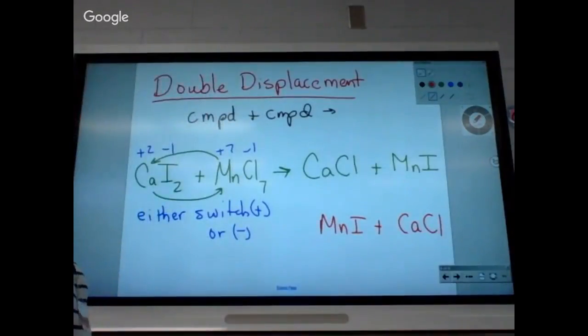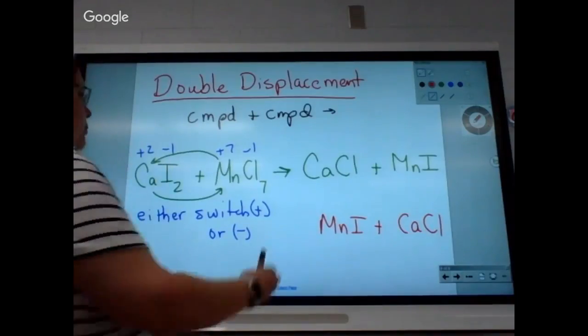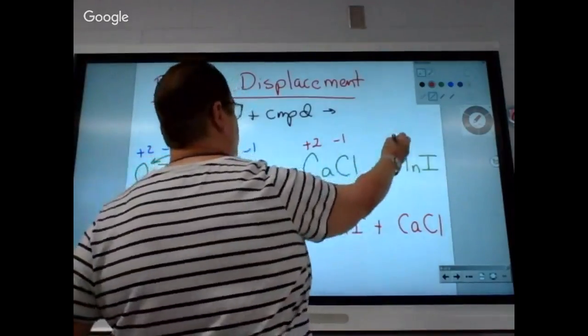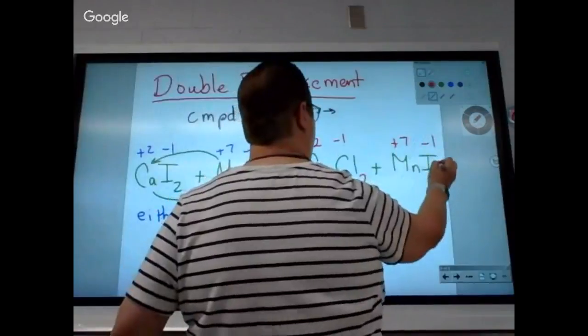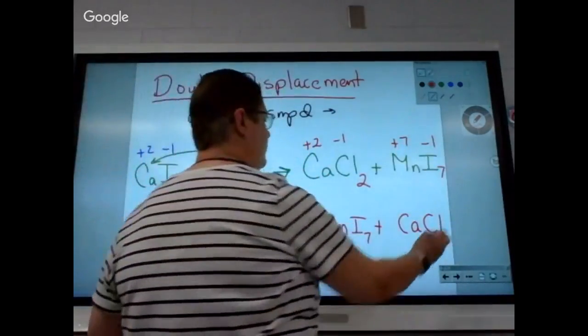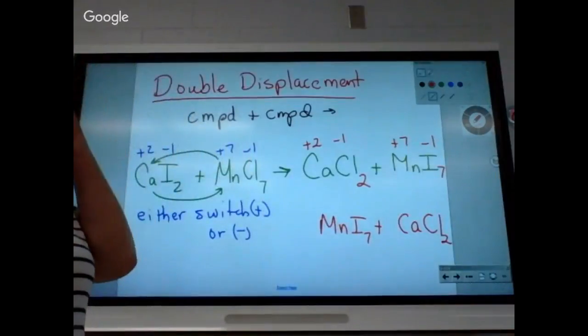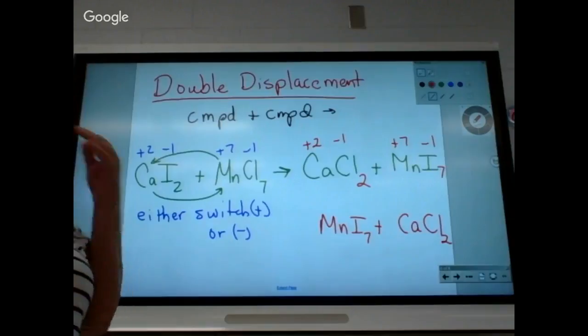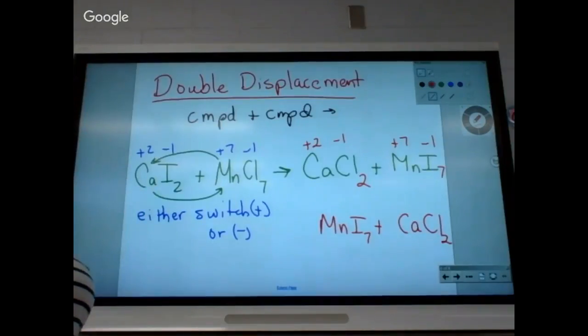All right, so they're all compounds. Don't need any diatomics. We just look here and get our oxidation numbers. Plus 2 minus 1, bring my 2 down. Plus 7 minus 1, bring my 7 down. And we have our compounds. So all we'd have left to do is what? Is to balance. Do you see how it's the same thing? It doesn't matter if it's single or double. It's the exact same process.